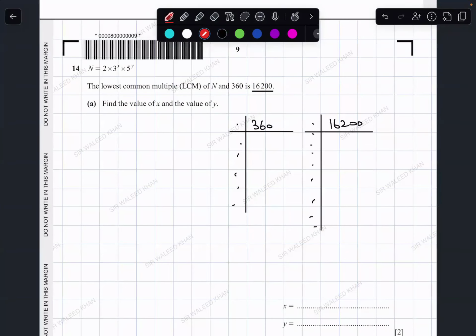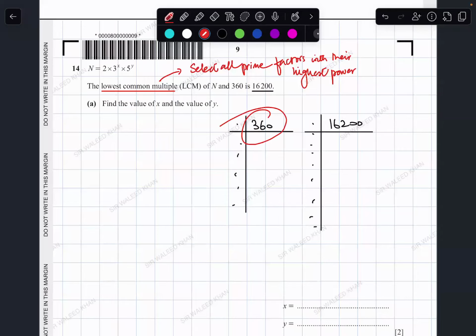First, let me explain what we have to do in the question. Then after that we will also talk about saving time. The first thing is the lowest common multiple, LCM, of n and 360 is this. To figure out the lowest common multiple, if the number is given as a product of its prime factors, I will select all the prime factors with their highest power. And that is why Mahnoor was saying we should first find the prime factors of it. First we figure out the prime factors, and then we see which can be considered as part of the LCM. Oh, sorry, the part of n.